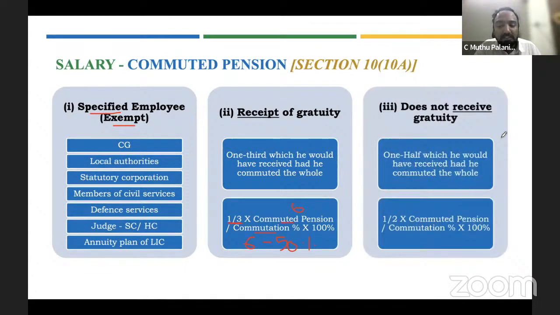And what if you are not receiving gratuity? Please remember the word is receipt. The word is receipt. I'll tell you the importance. So the word is receipt.